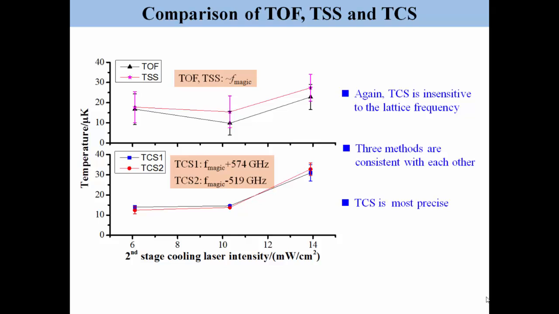Error bars of the TOF and the TSS are similar, but larger than that of the TCS. So we think the TCS is the most precise and can be used to measure the temperature at the magic frequency.